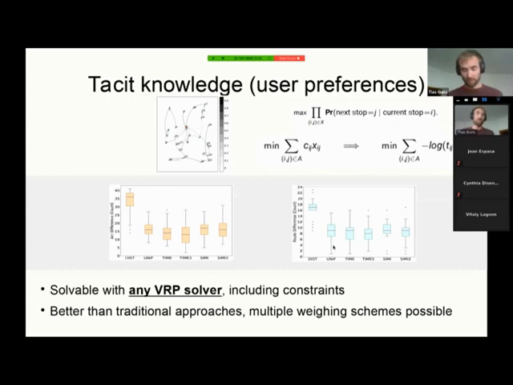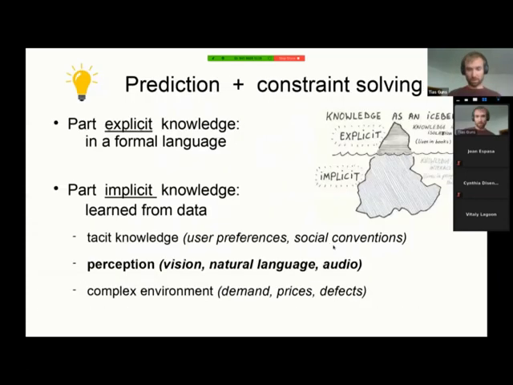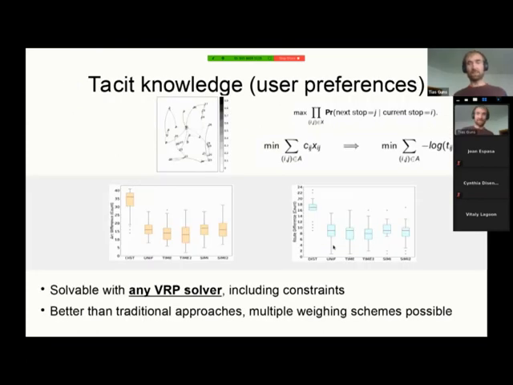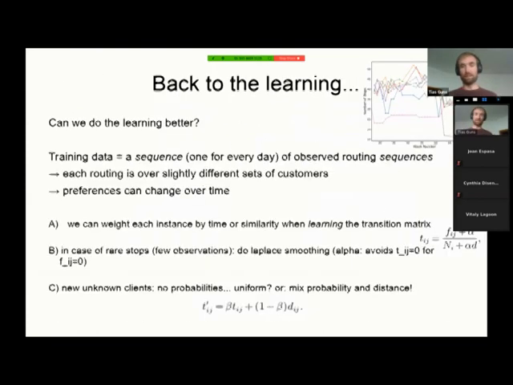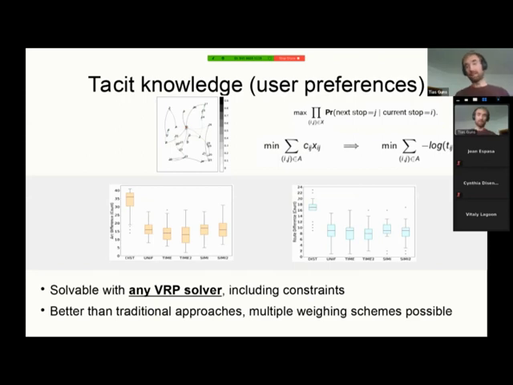So the key idea, is there a takeaway? So the key takeaway is that this approach can work for any VRP solver, and that it's better than traditional approaches, and there's still a lot of freedom in how you learn these preferences.